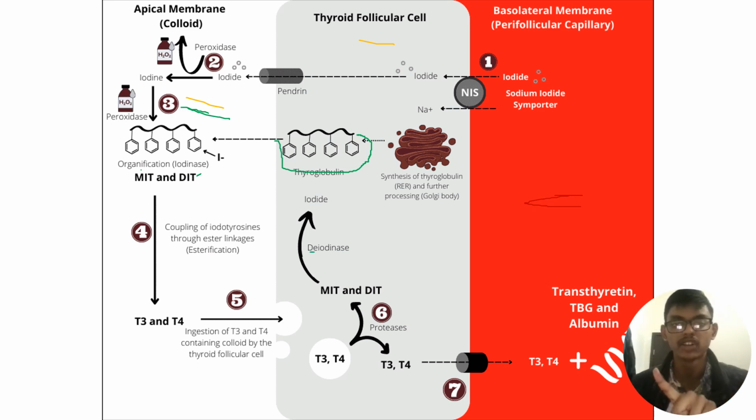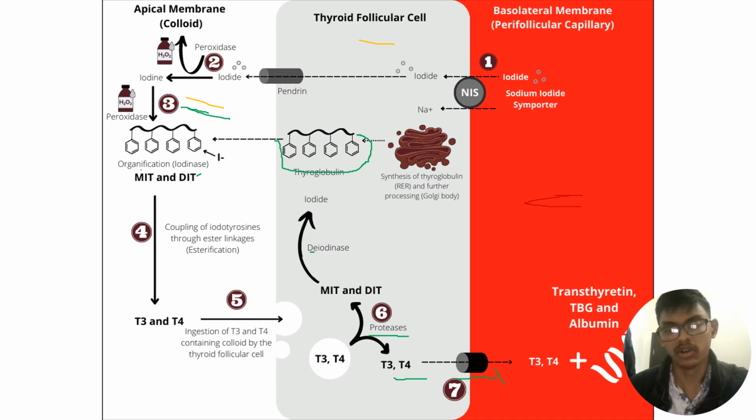MIT is also called monoiodotyrosine, and DIT is called diiodotyrosine. Then one MIT and one DIT combine to form T3, and when two DITs combine, they form T4. This is called the coupling of iodothyronines. Then there is proteolysis of the T4 and T3, and they are released into the blood.